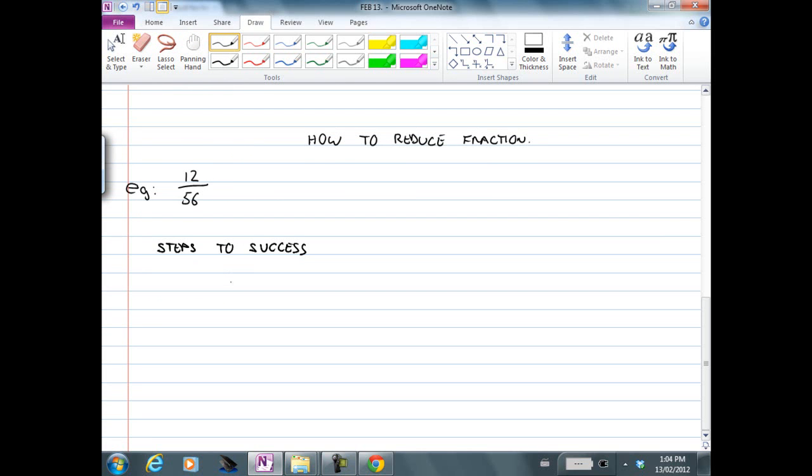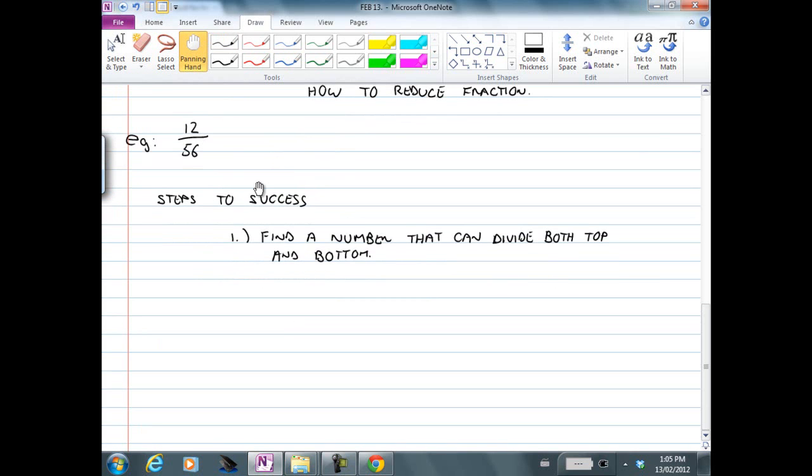Step 1: find a number that can divide both top and bottom. Now, normally you're supposed to find the largest number, but some of you say, Mr., no, I can't work with large numbers. So for now, just find any number.